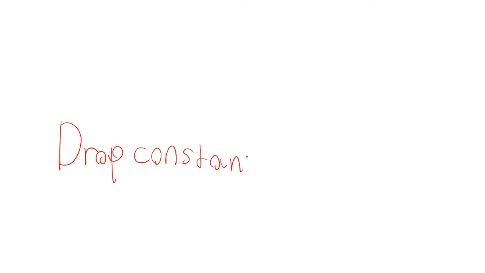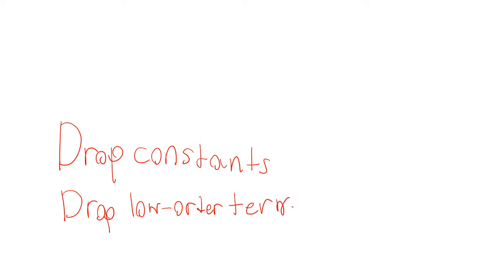Now, when we're computing big O notation, we have a couple of rules. First, we drop constants. And we drop lower order terms. Basically, here are the lower order terms.